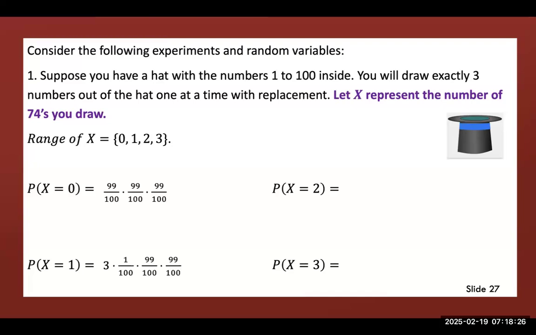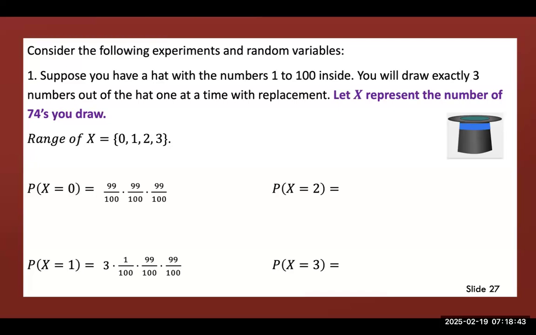So we can write the probability of x is 1 is 3 times 1 over 100 times 99 over 100 twice, okay? And that 3 in the front is actually 3 choose 1. We just simplified it to 3.